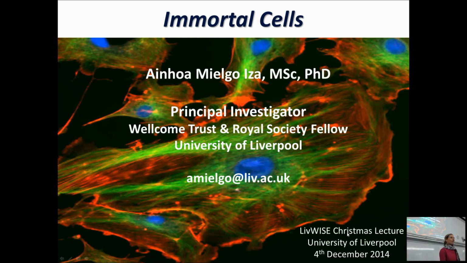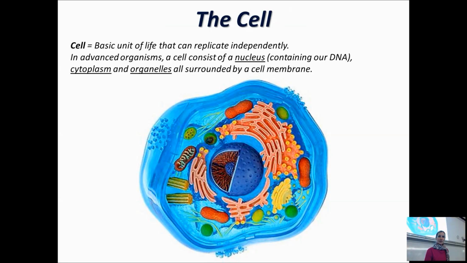And I'm going to talk to you about immortal cells. So, first, let's start by defining what a cell is. A cell is defined as the basic unit of life that can replicate independently. And in advanced organisms, like in human beings, a cell consists of a nucleus that contains our genes, a cytoplasm that contains our organelles, and all this is surrounded by the cell membrane.